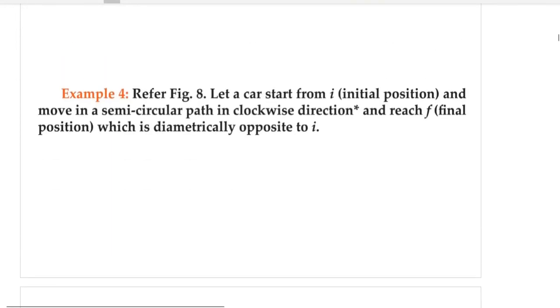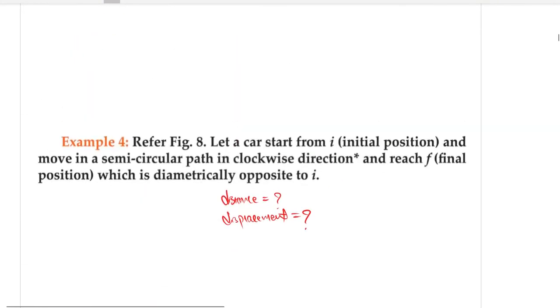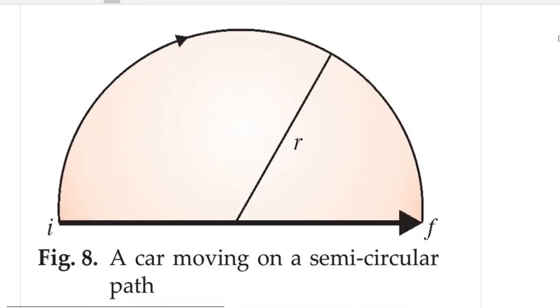One more example they have given. Let a car start from initial position I and move in a semicircular path in clockwise direction and reach final position F, which is diametrically opposite to I. Again, they have not said what to do. So we have to find the distance and displacement. Right? Okay. So the car is moving on a semicircular path. They have not given the value of radius.